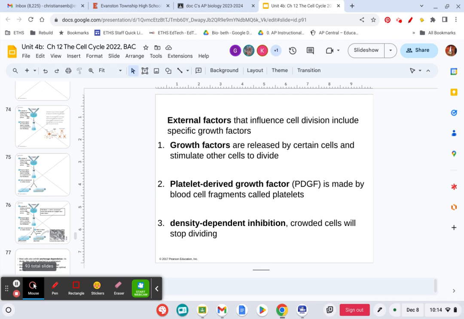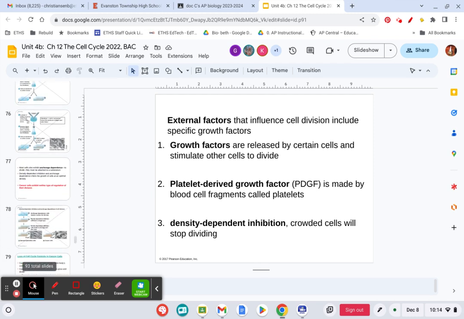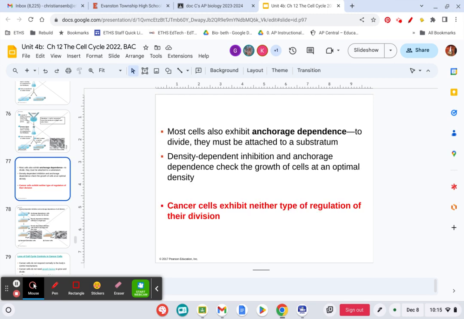I took out these next 4 slides. They're all pictures, so you can take those out. We don't really need to look at that.